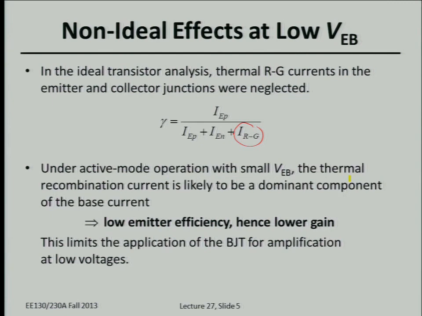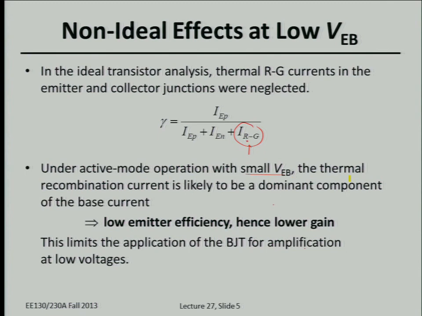Okay, so technically the injection efficiency of the emitter junction is equal to the current due to carriers injected into the base divided by the total current that's flowing across the emitter junction. And the total current can have this non-ideal recombination generation component. Okay? So this only becomes significant if these other components are relatively small, and that happens at relatively low forward bias on the emitter junction.